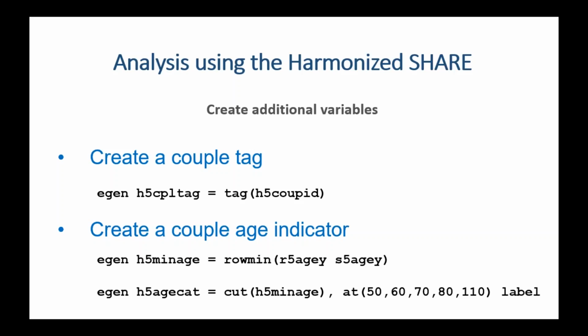So we're going to create a couple tag. We'll do this by saying egen. We're going to create this couple tag. I'm going to call this H5 couple tag. And it's quite simple. In Stata, we're going to say tag H5 cup ID.